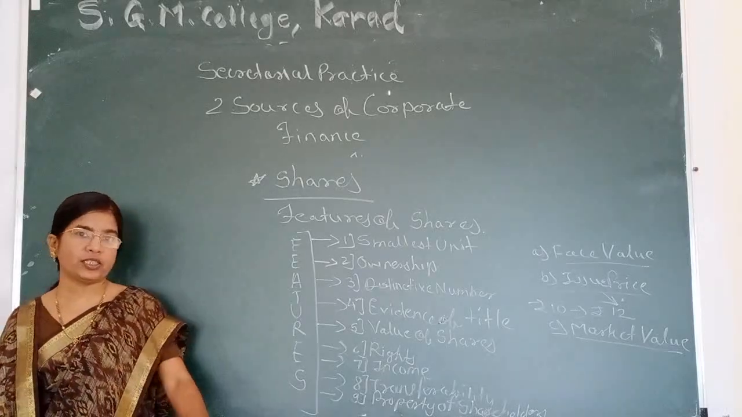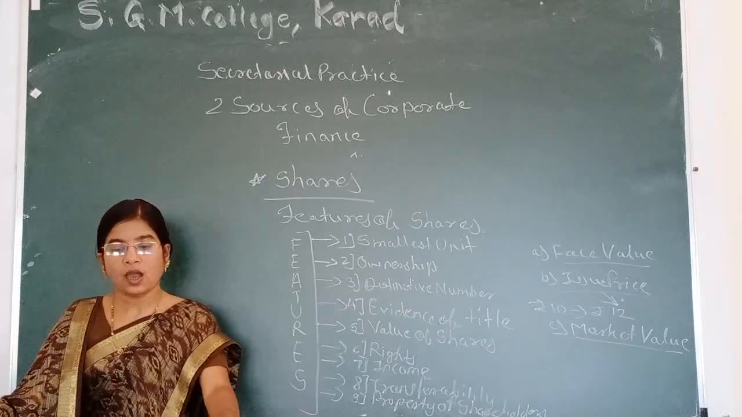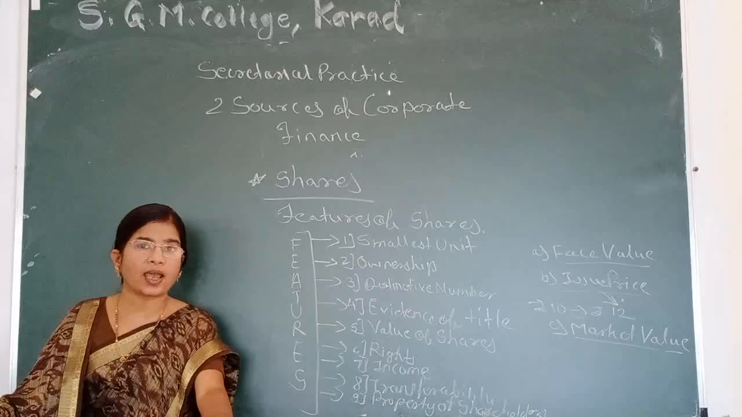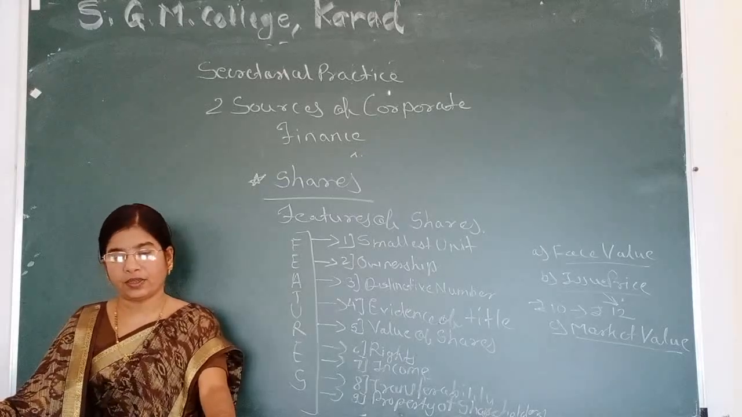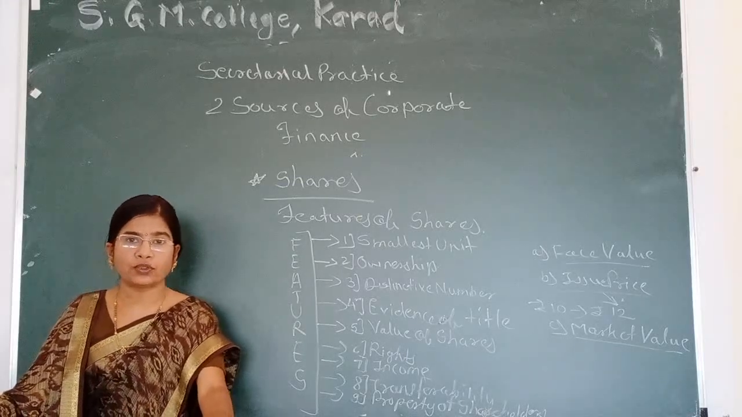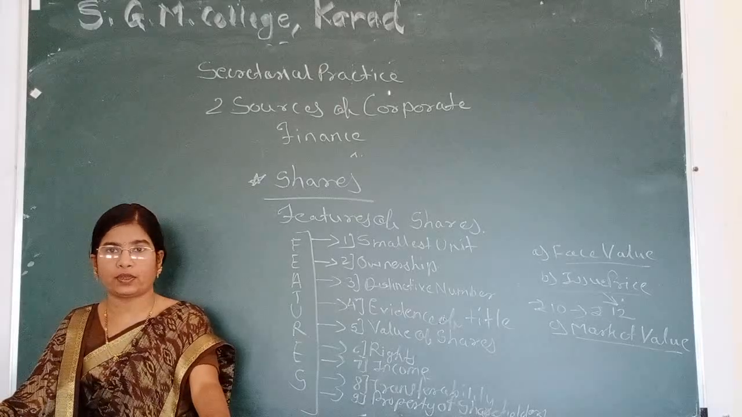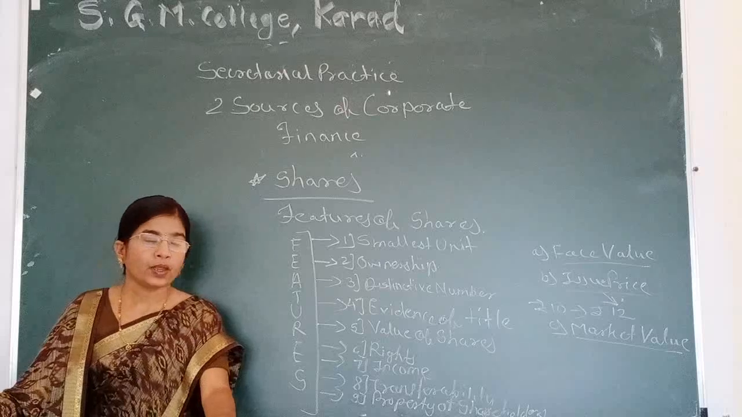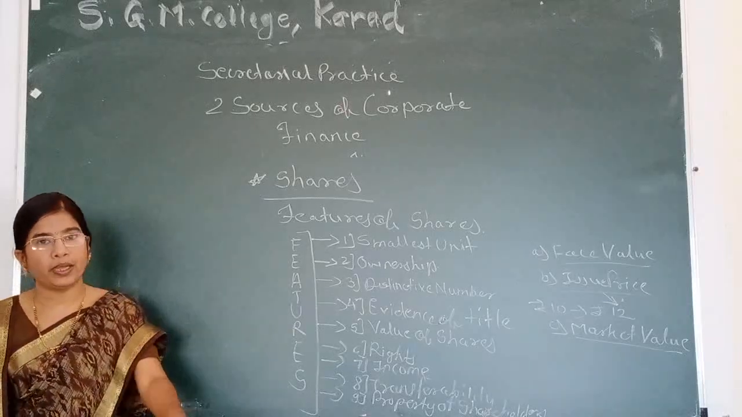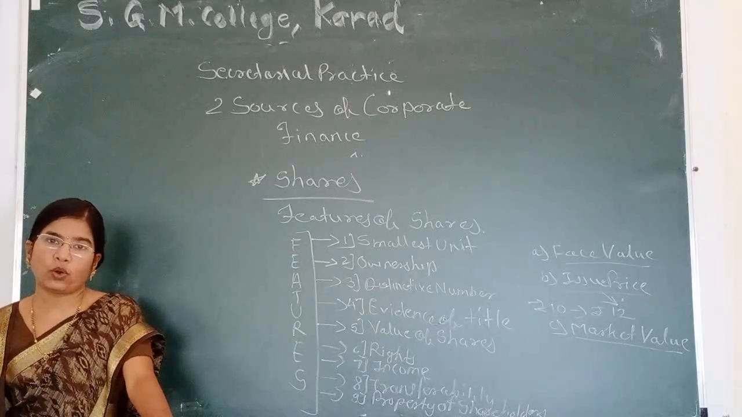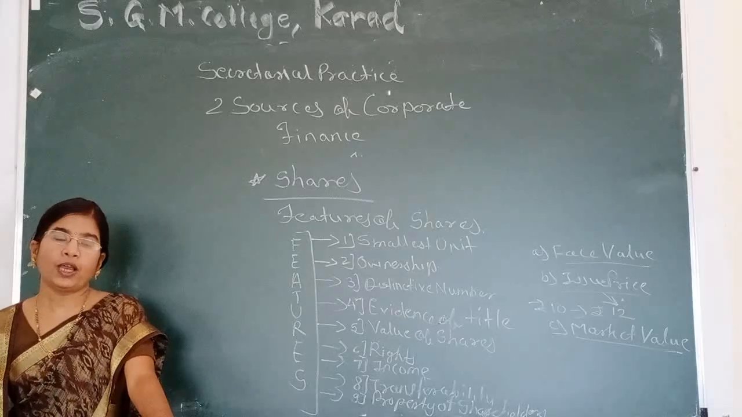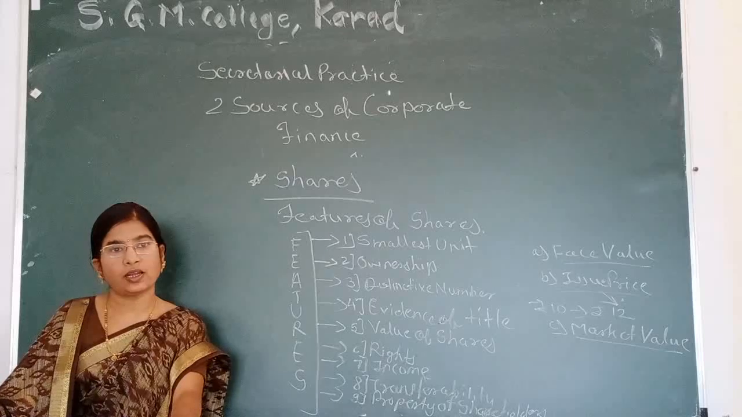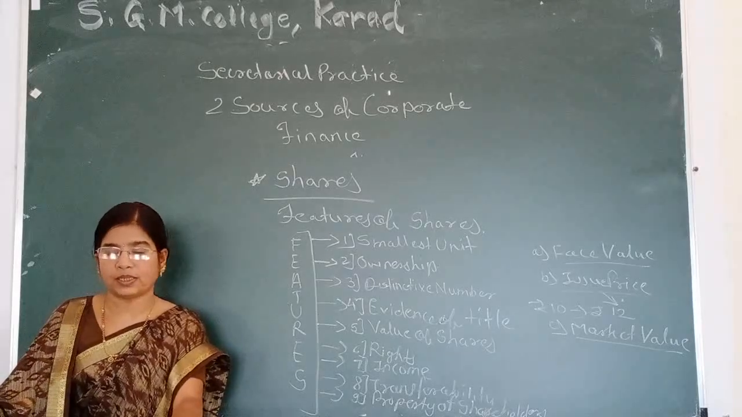And the last feature is kinds of shares. A company can issue two kinds of shares. First is equity shares and second is preference shares. There are two types of shares, equity shares and preference shares, which a company issues for the public. Equity shares are the main type of shares because a company cannot be formed without issuing equity shares. So equity shares are an important source of finance for a business organization.